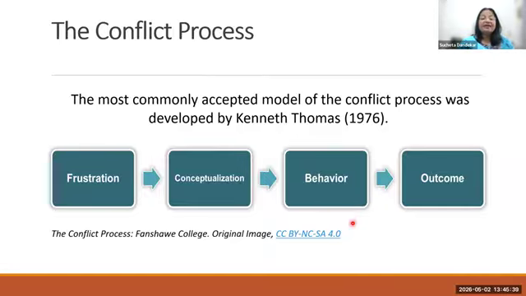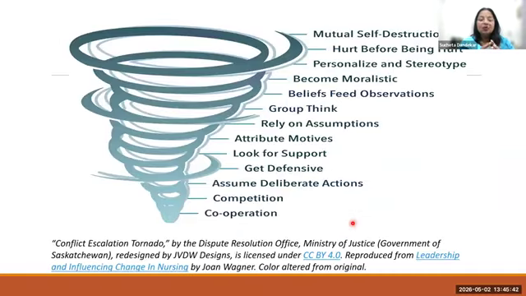or those outcomes could have very, very negative repercussions, leading to what this paper and this dispute resolution office, from the Ministry of Justice, in their leadership and influencing change booklet, talk about as a conflict escalation tornado. So what does it go from? From trying to cooperate, it goes to competition, it goes to looking for support, it goes to attributing motives, to groupthink, beliefs feeding observations, because then there is so much that is happening, and then people start becoming moralistic also, and they start personalizing things, and they hurt before being heard.